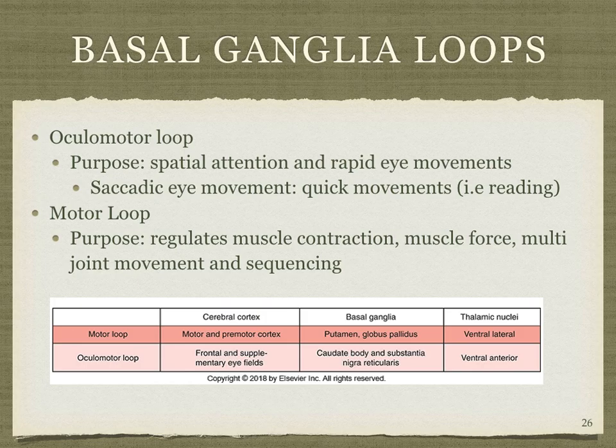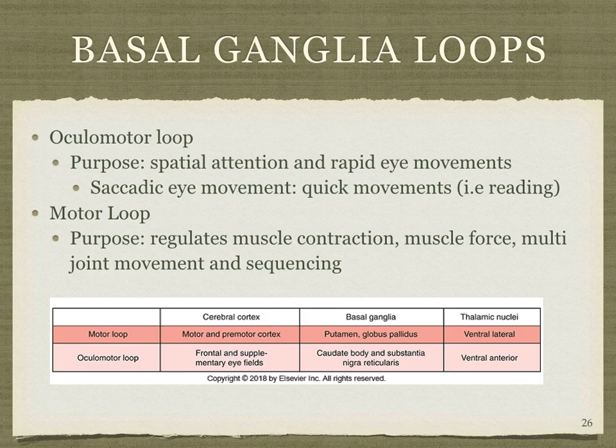So you can also test this by having somebody try to read, if they're not aphasic and if they have their corrective lenses. It's that clinical judgment of what you can do. But that's that ocular motor loop. So we're looking into our frontal and supplementary eye fields. And then we're looking at how it relates to our thalamic nuclei, which is our ventral anterior, and how it relates to the basal ganglia, which is our substantia nigra and our caudate body.